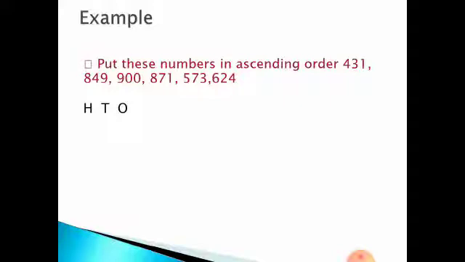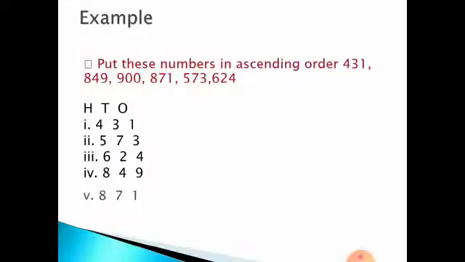We need to write down the smallest number first. So the smallest number among these is 431, then 573, 624, 849, 871, and the last one 900. There are 6 numbers given in the question, and in the answer I have written 6 numbers.